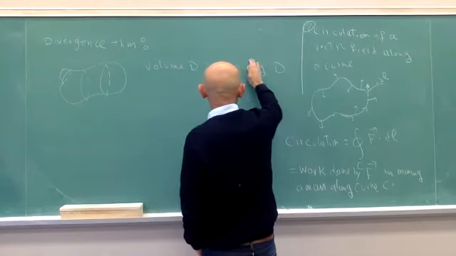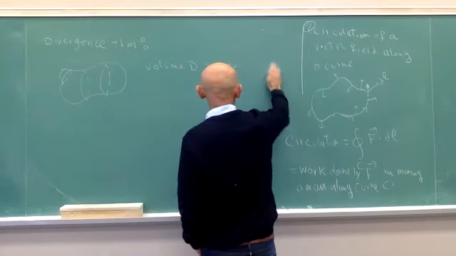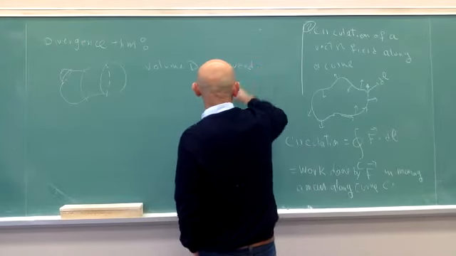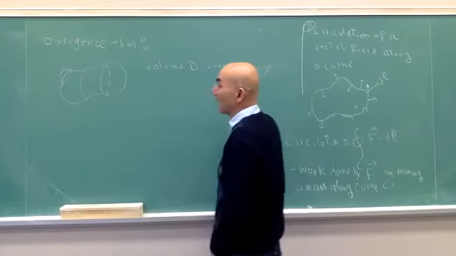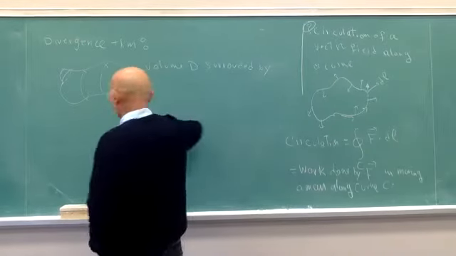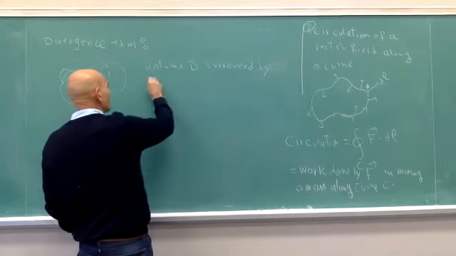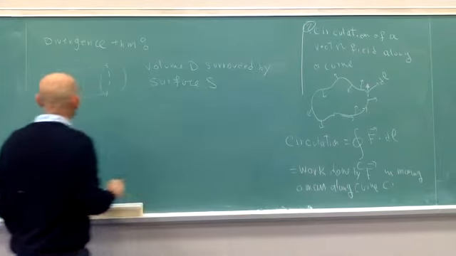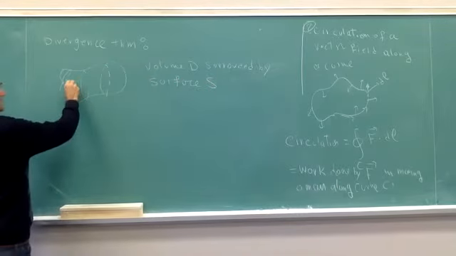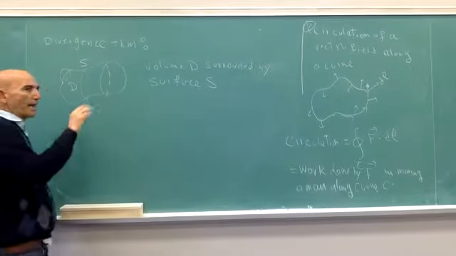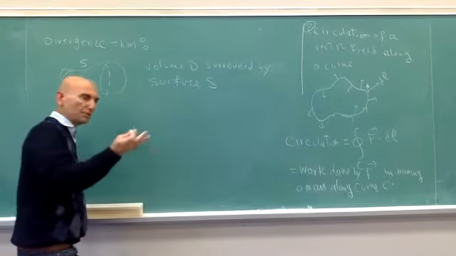Surrounded by surface S, because I already used D, so I have to use it. Okay, so we have two things to play with: this domain D and this surface S. And F is a vector field.